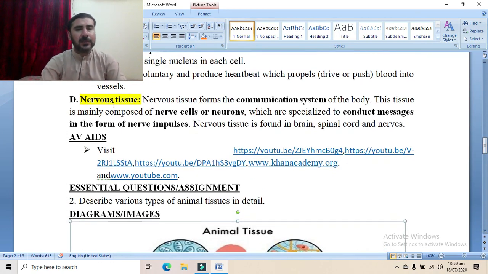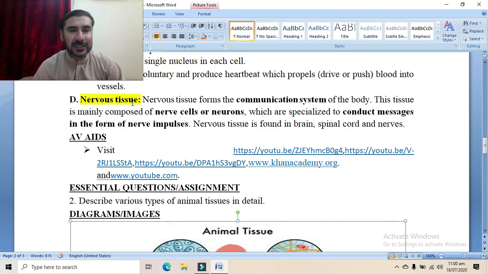The fourth type is the nervous tissue. This is the fourth category of tissue. Nervous tissue forms the communication system of the body, and we have studied this in class 8 in much detail, that the nervous system consists of nervous tissues, and these nervous tissues are responsible for the communication of the body. They transmit nerve impulses, nervous information from one part of the body to the other, and they carry the responses from the brain and spinal cord to the effectors.